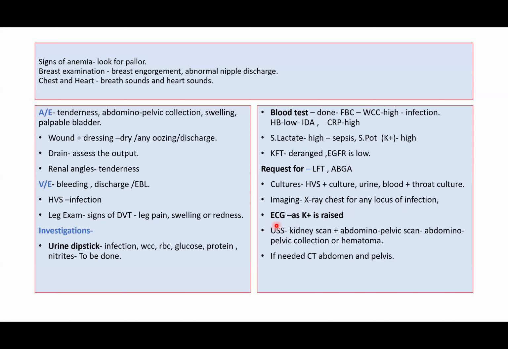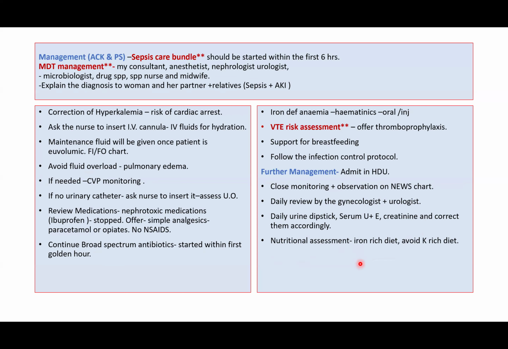Now, patient will need ECG because potassium is raised. Also, ultrasound scan. This will include the kidney scan, abdominopelvic scan to check for abdominopelvic collection or hematoma. If needed, CT abdomen and pelvis.